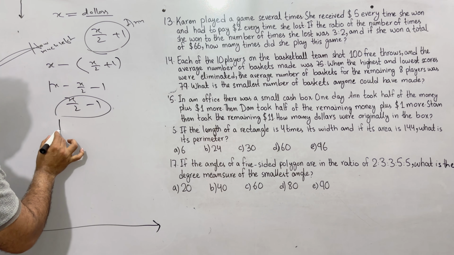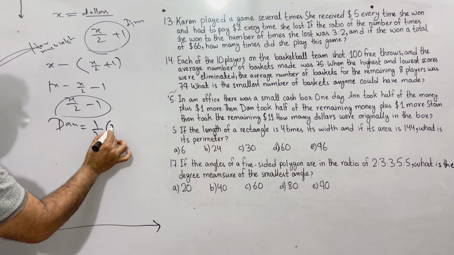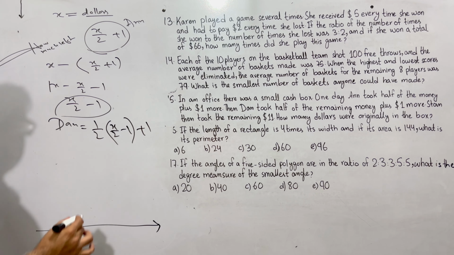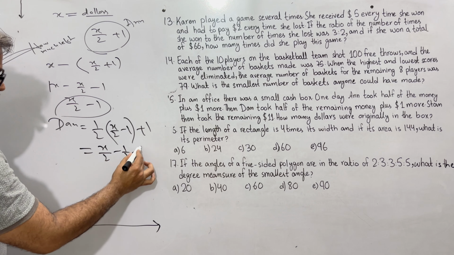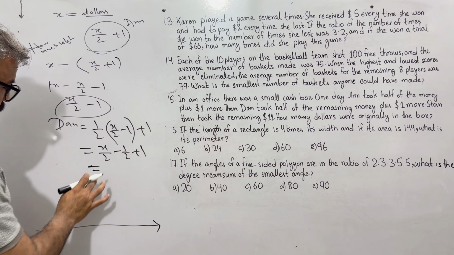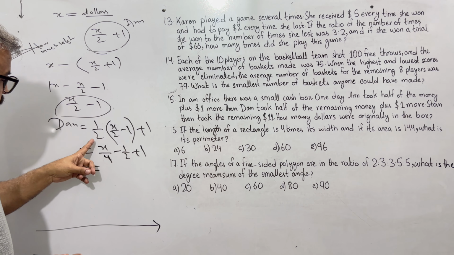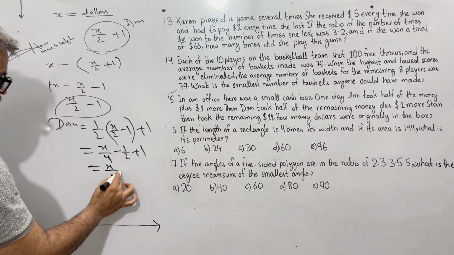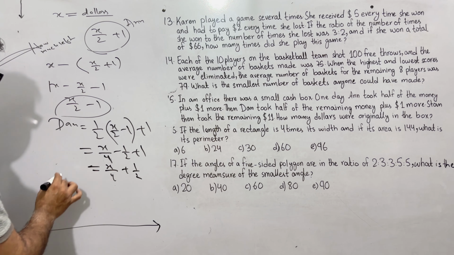Dan took half of the remaining plus 1. Half of the money plus 1. Then Dan totally took X over 2 minus 1, over 2, plus 1. Manipulating them, minus 1 upon 2 plus 1, it is going to be X over 4 plus 1 over 2. I have subtracted half from 1.